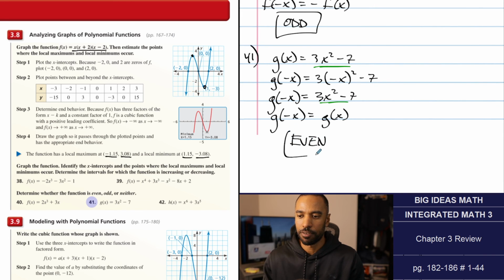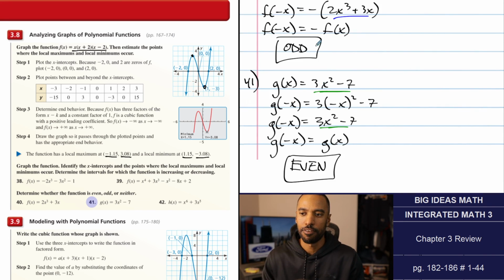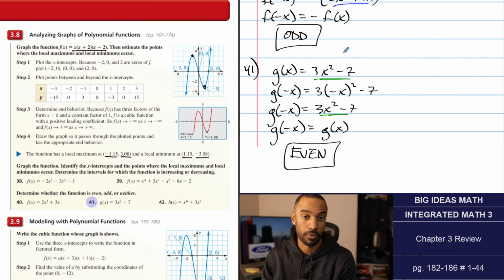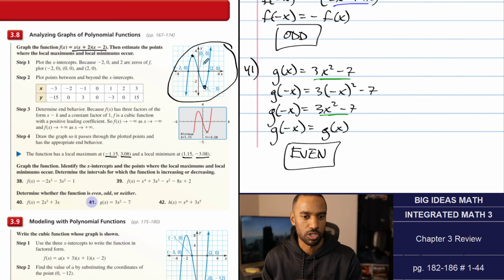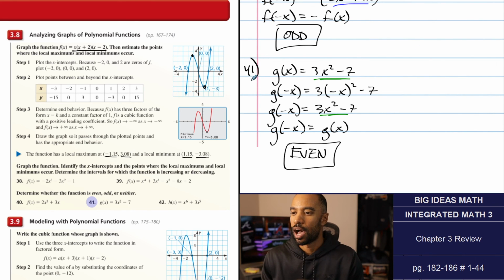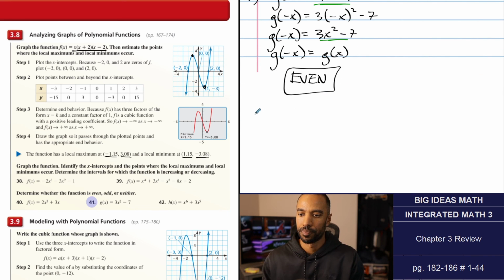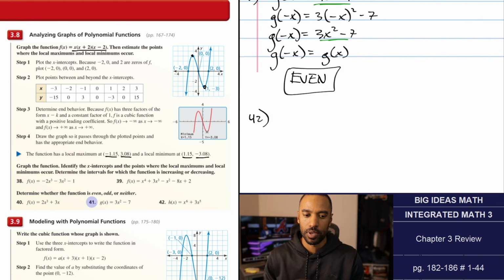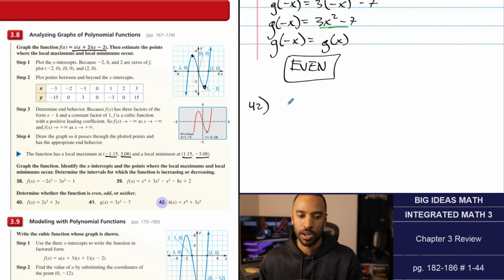And as a reminder, an even function is symmetric across the y-axis. An odd function is symmetric across the origin. I don't have a visual of this. Actually, here's an example of an odd function, symmetric about the origin. Some positive x gives you some y, negative x gives you the opposite y. Number 42, I'll leave right here with you. We got h of x equals x to the 6th plus 3x to the 5th. It's something that I hinted at the time, by the way, for even and odd on polynomials. If your polynomial has only even degree terms, it will be an even function.